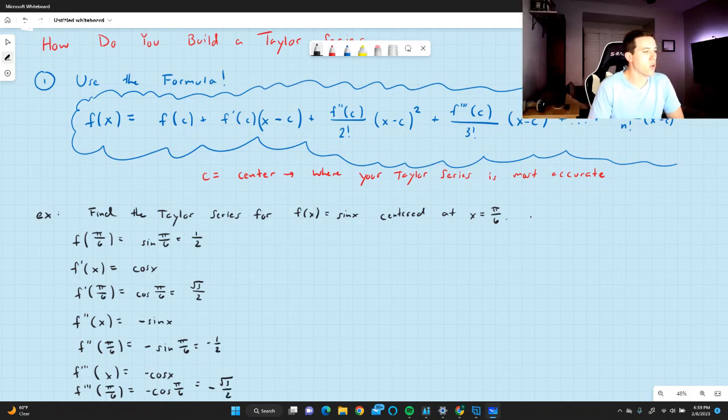Cool. So we have these terms that we are going to use when we use the formula. So let's plug into the formula. The formula says the first term is f of c. Well, we already found that because we're centered at pi over 6, so that would be 1/2.